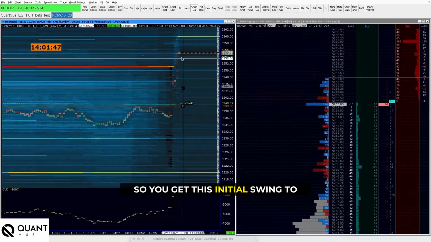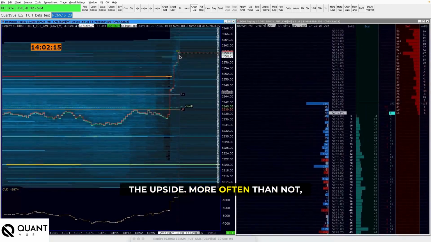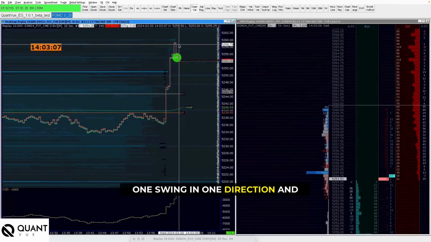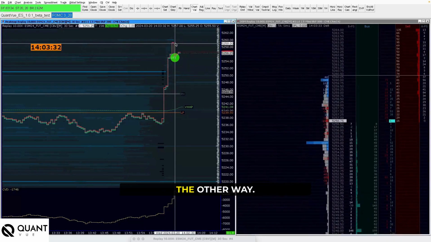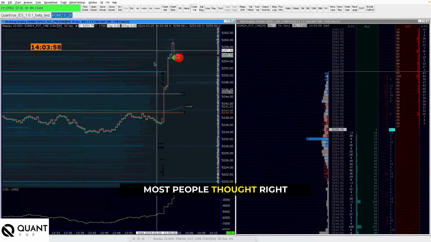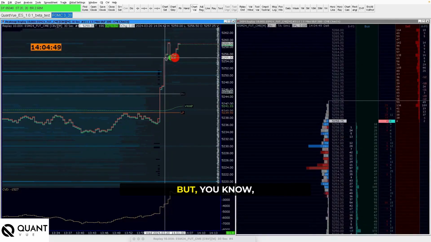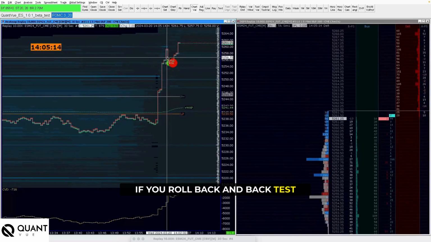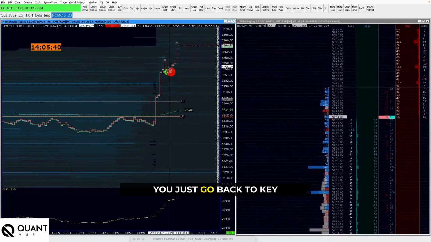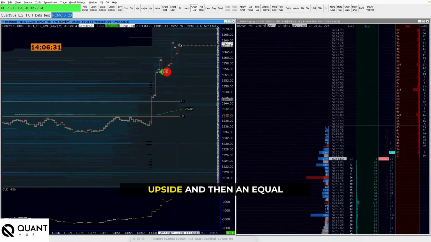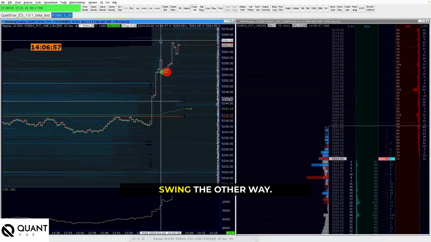So you get this initial swing to the upside. More often than not, you will have two swings, one swing in one direction and then an equal swing the other way. Most people thought right here, oh my god, this is bullish, I'm just going to enter. But if you roll back and backtest, going back to key economical reports, you will likely see a swing to the upside and then an equal swing the other way.